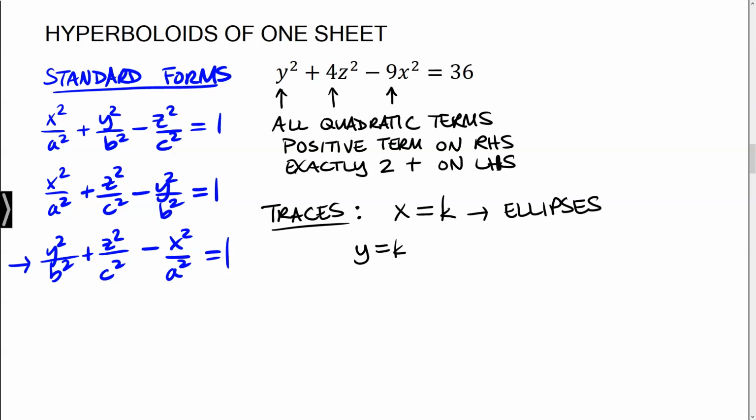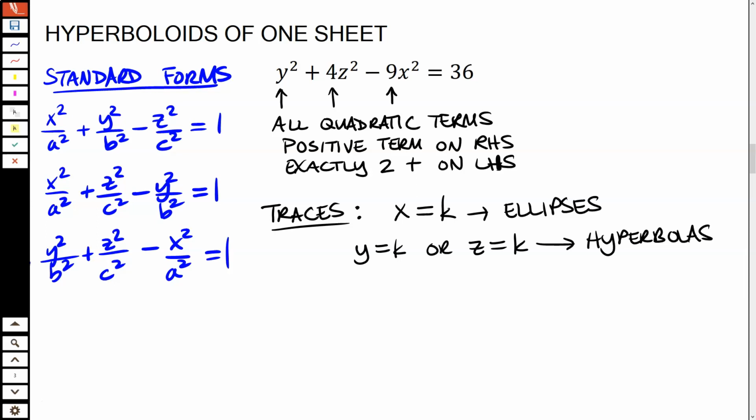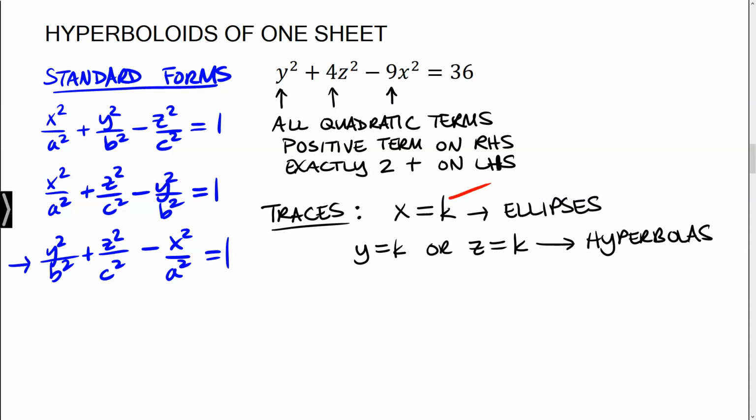If you're looking at the traces y equals a constant or z equals a constant, then you're going to get 2 quadratic terms with opposite signs. So you're going to get hyperbolas. Again, don't think of it in terms of it's just x. It's the one that has the negative term. So just to be clear, this is not always x. It's the term with the negative coefficient. And this is the axis that we really want to direct along to sketch the graph.